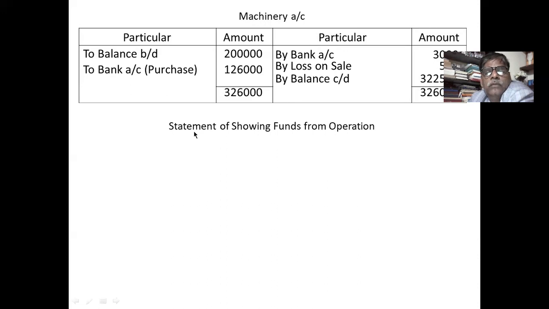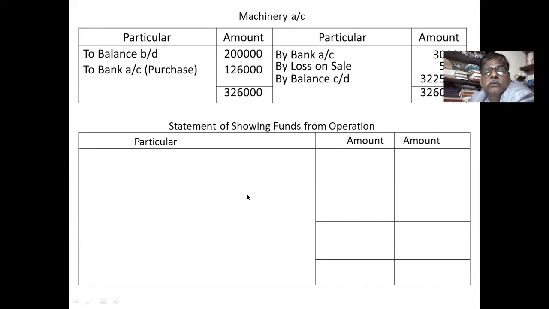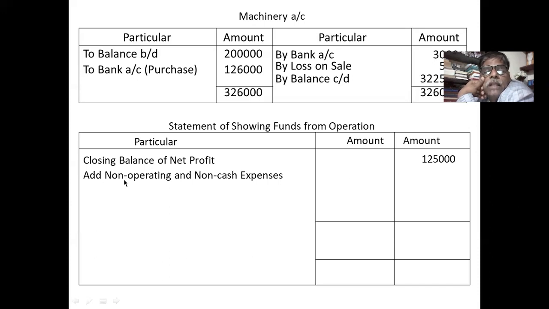Clear? Now you see the statement showing funds from operation. The funds from operation statement you have to prepare. Particulars, amount. I have drawn a table. Particulars column, amount column. First, you take the closing balance of net profit. Closing balance of net profit means current year profit. 1,25,000 is there, the P&L account balance. Add non-operating and non-cash expenses. Here you have to take all non-cash and non-operating items. First is preliminary expense written off. Already I told you, preliminary expense went from 3,500 to 3,000. The 500 decrease is called preliminary expense written off.